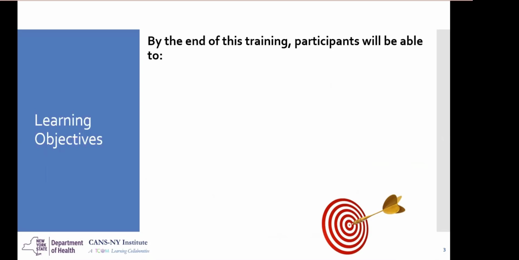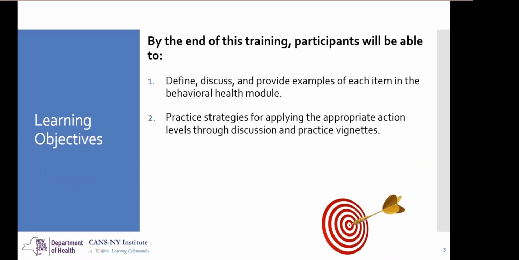So by the end of this training, participants will be able to do 2 things. Again, we're just focusing on the 6 to 21 version. We are going to be speaking in detail and practicing some of those approaches to rating each item to enhance fluency and increase rating accuracy. And as we move through this webinar, I really want you to be engaged.